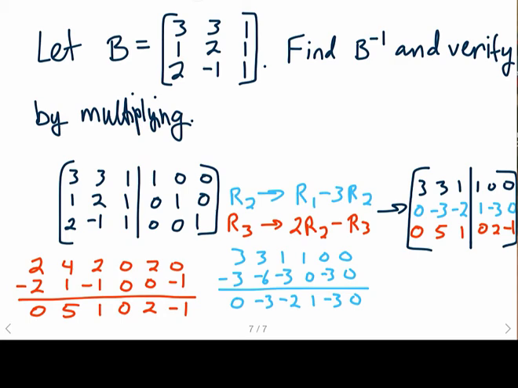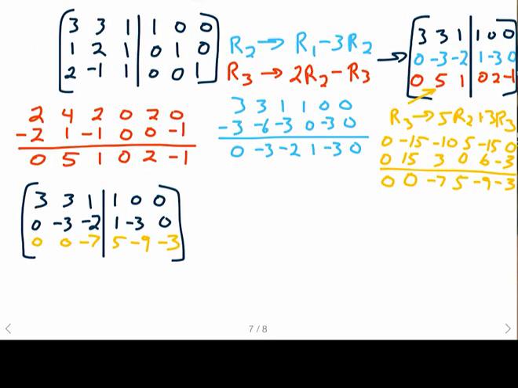Now I of course want a 0 in the middle position in the bottom on the left, and so I'm going to replace row 3 by 5 times row 2 plus 3 times row 3. My new row 3 is 0, 0, negative 7, 5, negative 9, negative 3. And now I want zeros in the first and second rows, third positions on the left side of the vertical line.